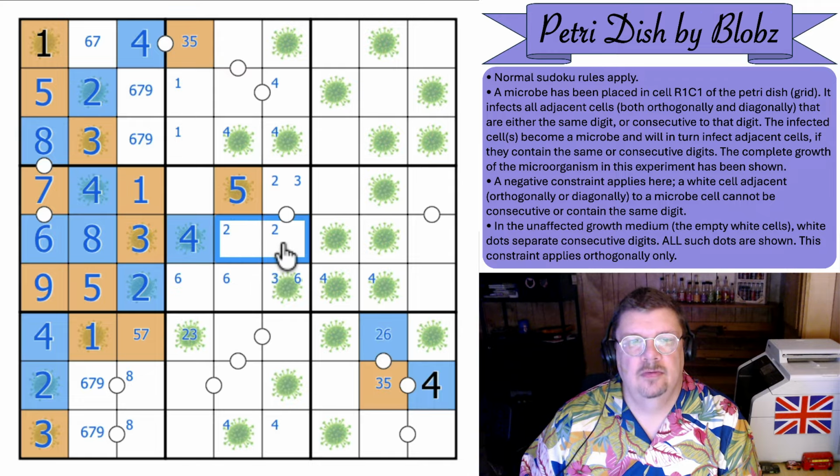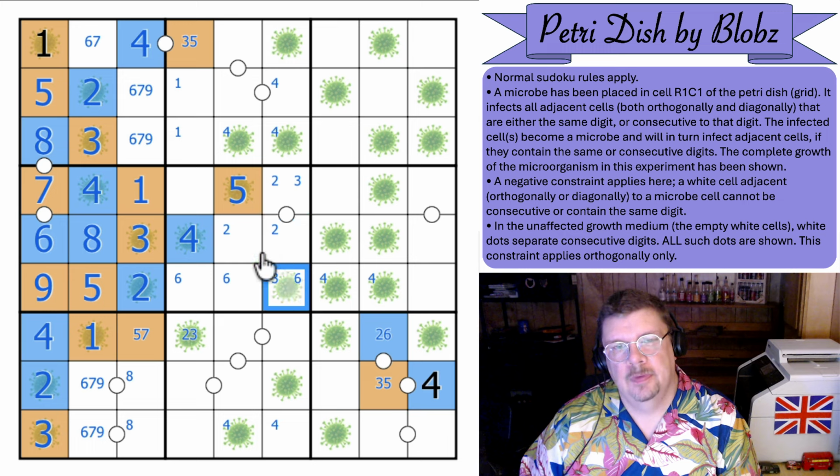Neither of those are 2. So that's a 2 and that's a 1. So if that's 3, that has to be a 2 because it can't be a 4. And if that's 3, neither of those are 2, making that a 2, and that's a 1. So that's a 1 or a 2.